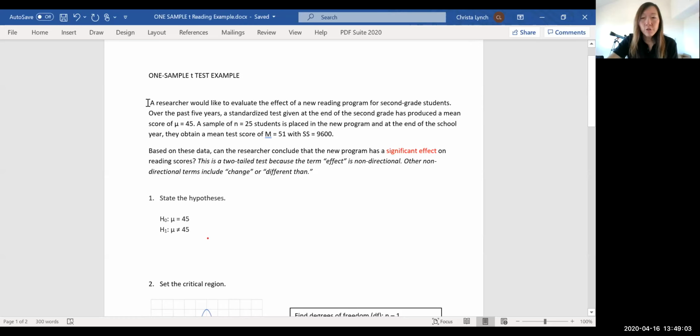A researcher would like to evaluate the effect of a new reading program for second grade students. Over the past 5 years, a standardized test given at the end of the second grade has produced a mean score of 45. A sample of 25 students is placed in the new program, and at the end of the school year, they obtain a mean score of 51 with a sum of squares of 9,600. You guys can already calculate all of this.